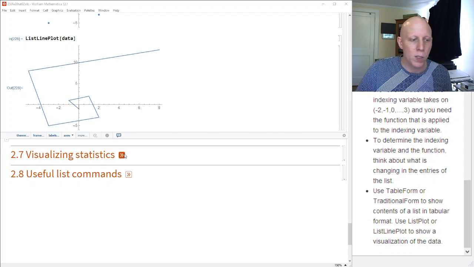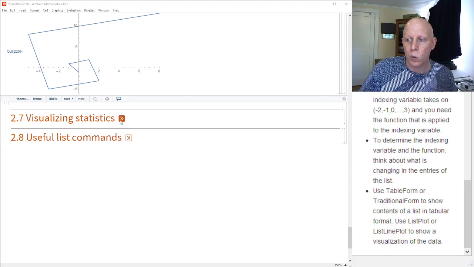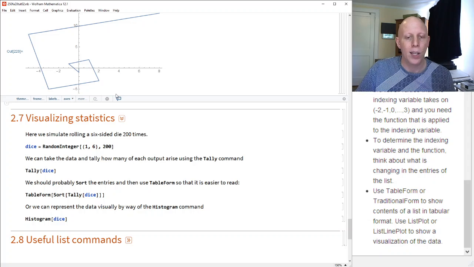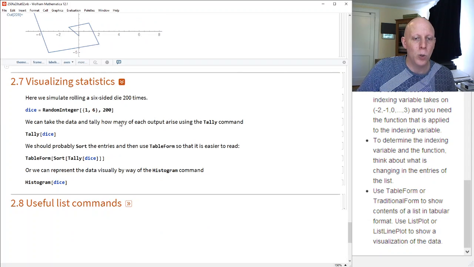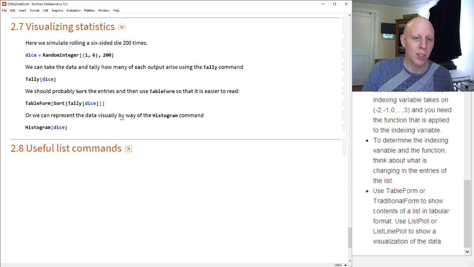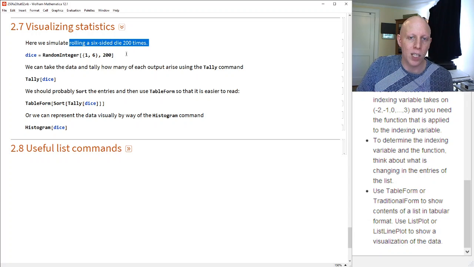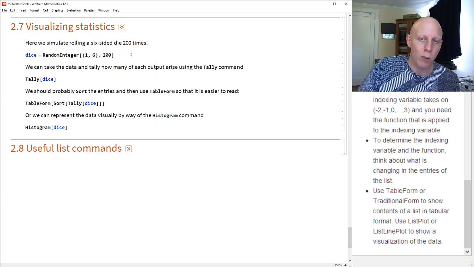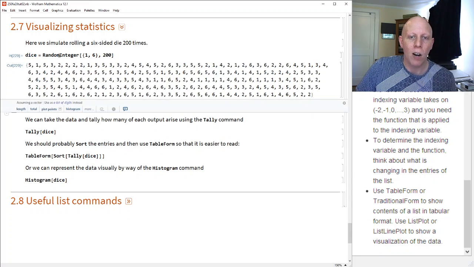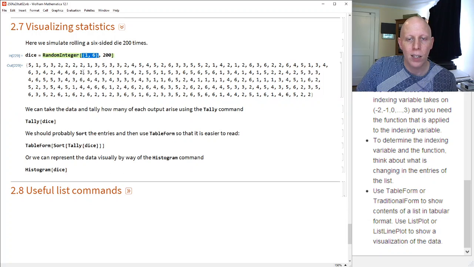All right, so we're almost there. 2 more sections here. Here's a cool application of what we were talking about of a list. Let's say we wanted to simulate rolling a 6-sided die 200 times. If we wanted to do that, we'll use this command called random integer. And what random integer will do is it will give us a random number between 1 and 6 200 times.